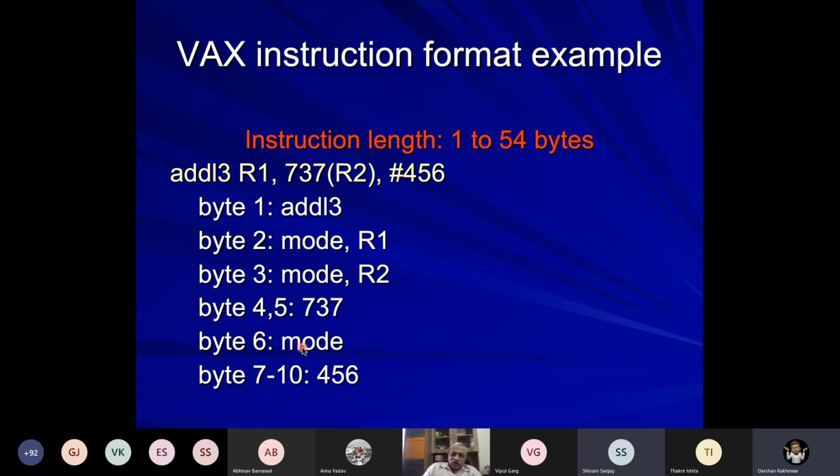You can get the idea of orthogonality here. So you could have used any mode for this. Of course, when it is destination, you can't have immediate mode, but other modes are possible. So the instruction itself does not restrict what mode you have for the second operand, what mode you have for the third operand, and accordingly, a certain number of bytes would be used to specify that operand. So all combinations which are meaningful are possible.